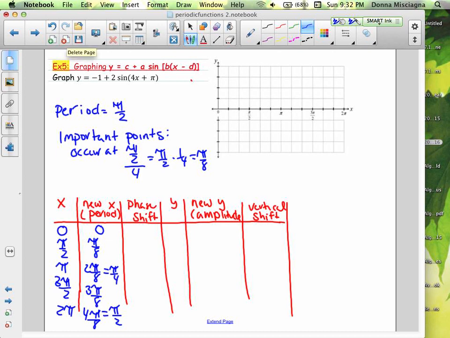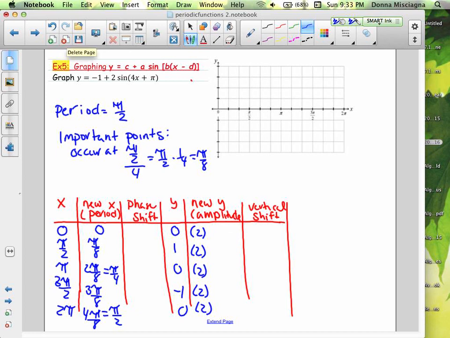Okay. All right, so now we have our phase shift. Actually, I'm going to do the y values and the amplitude, and we'll graph the base graph. Then we'll come back and do the phase shift and the vertical shift. So our y values that go with our key points for sine. Remember, sine starts at 0, and then it goes to 1, 0, -1, and 0. We have an amplitude change. Remember, our amplitude was 2. So we're going to multiply all of these values by 2 to get our new y values, because our graph has been vertically stretched by a factor of 2.